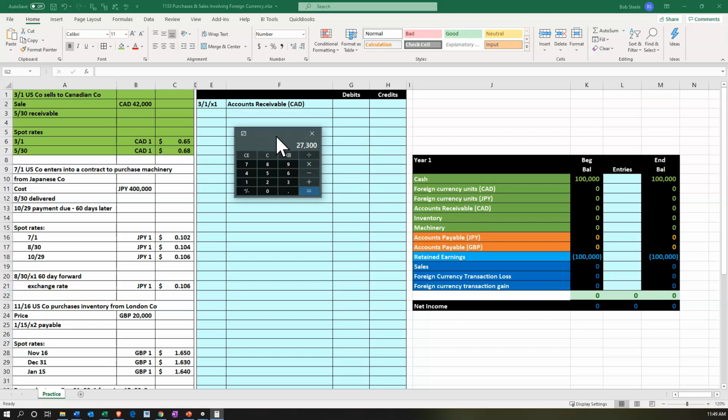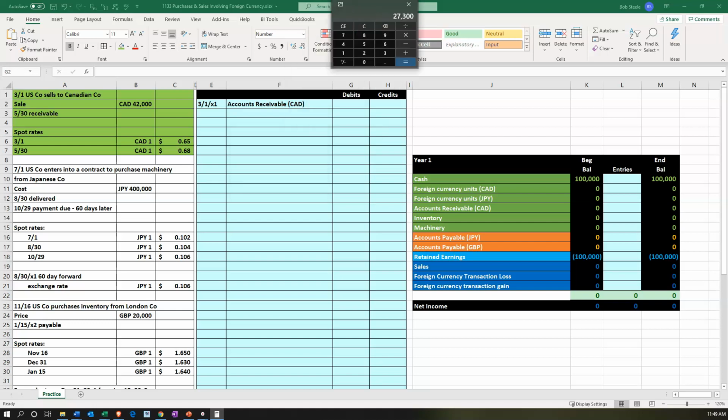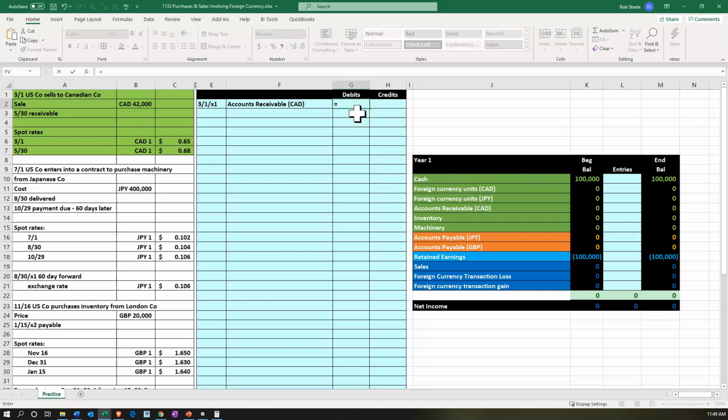But of course, we're not getting the money today. We're going to get it in the future, and that rate could change. So we'll have to deal with that. So it's a receivable. The receivable is on the books. I'm going to do the calculation here once again: the 42,000 times the 0.65. Then the other side is going to be sales. So we'll pick up these sales down below. And there we have that, and that's going to be the credit.